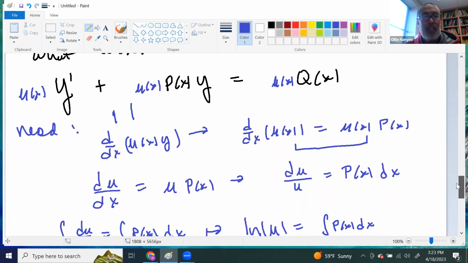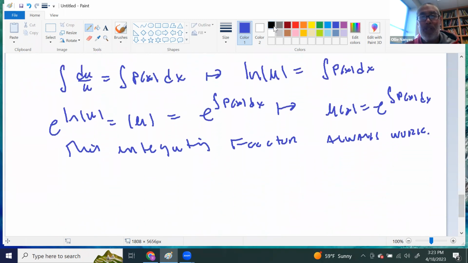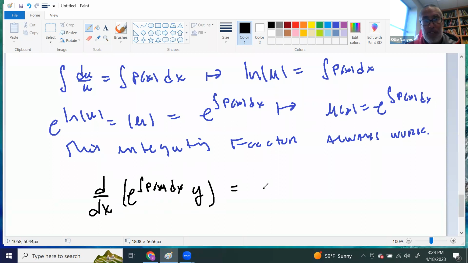So getting back to our original, if you multiply both sides by e to the integral of p of x, we now have the derivative of e to the integral of p of x dx times y. Now it's a perfect derivative. On the right we have e to the integral of p of x times q of x, well, let's call that big Q. Changed cases on you.